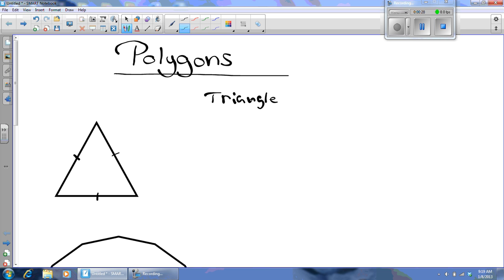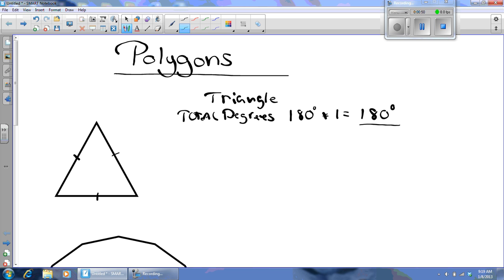Now, basically, how many triangles are there in a triangle? Well, there's one. So that means the total number of degrees would be 180, because there's 180 degrees in every triangle, times how many triangles. I see one. Total number of degrees is 180 degrees.